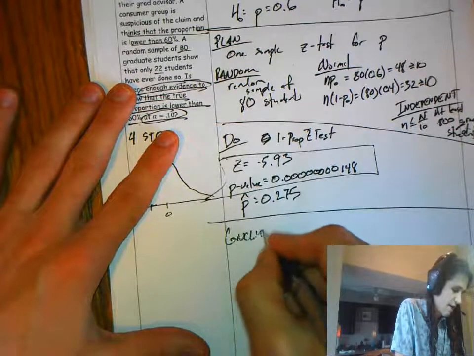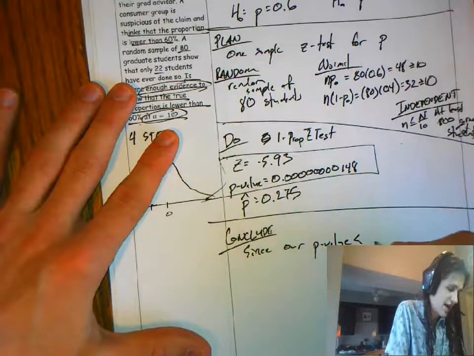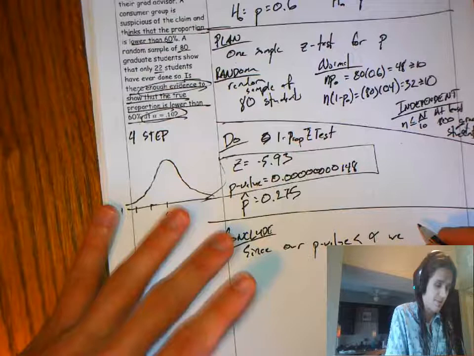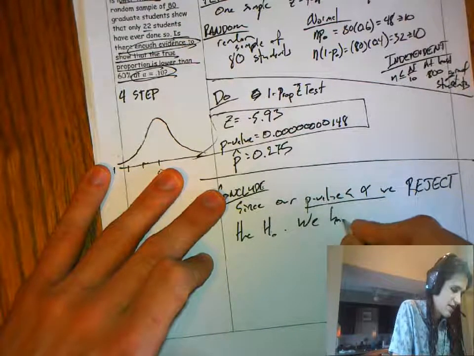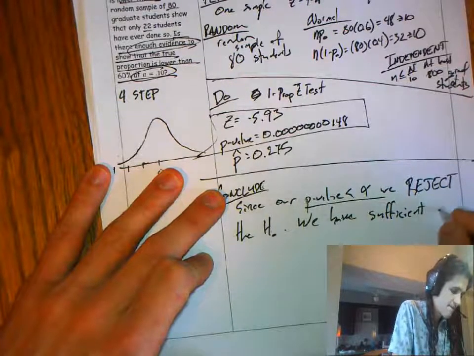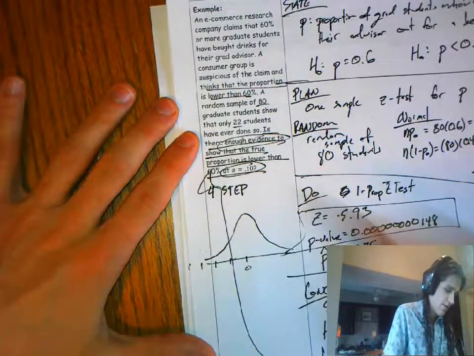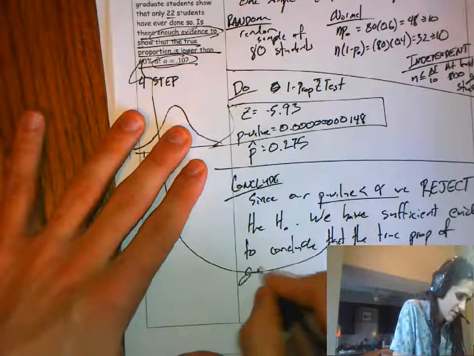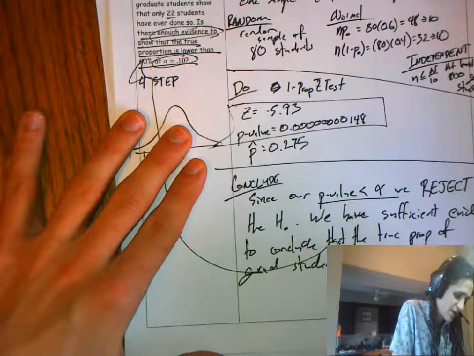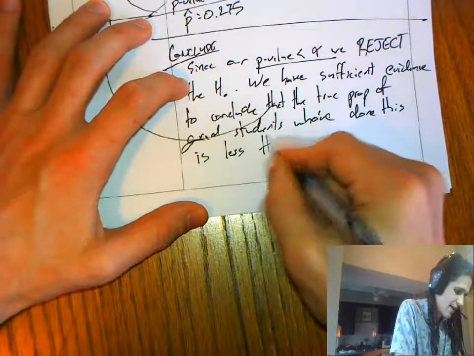Now I go ahead and conclude. Since our p-value is clearly much less than alpha, this is rare enough. Our p-value is less than alpha. We reject the null hypothesis, the H0. We have sufficient evidence to conclude that, and what are we going to conclude? You're going to go right back to the phrase: that the true proportion of grad students who've done this is less than 60%.